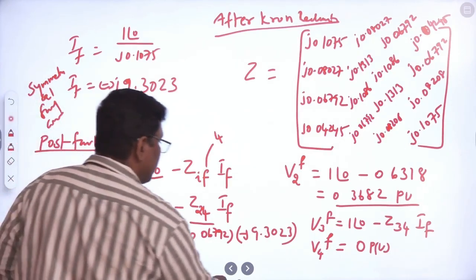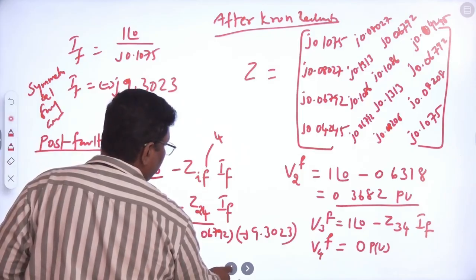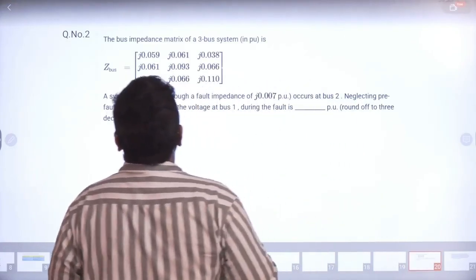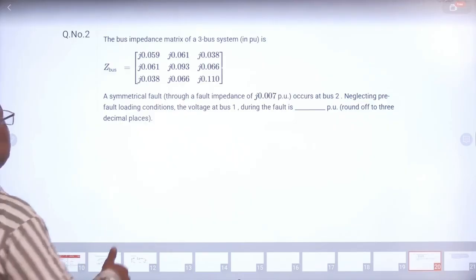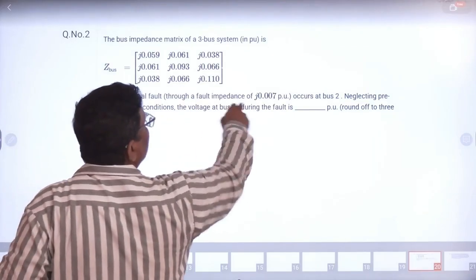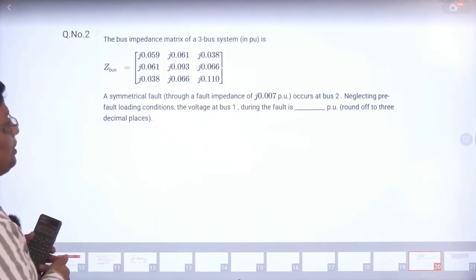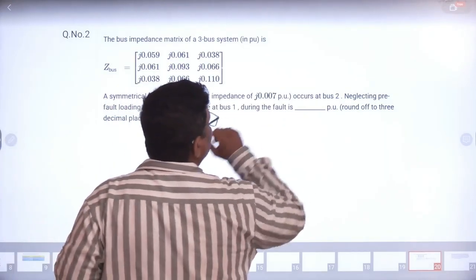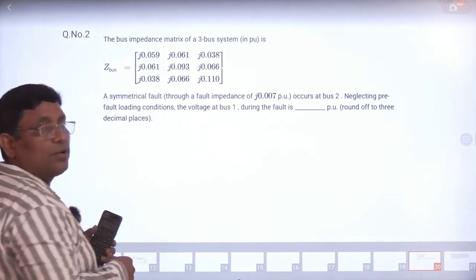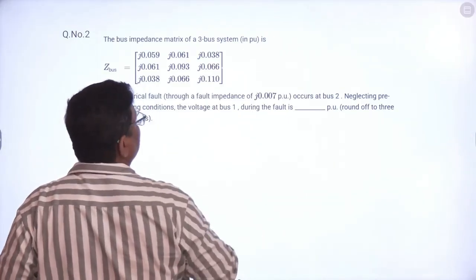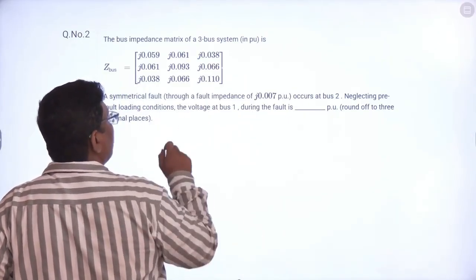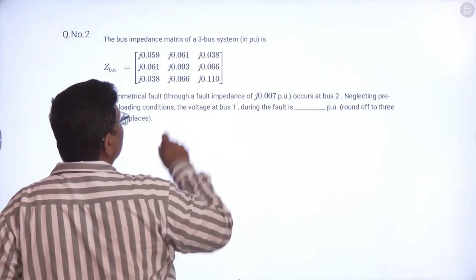Okay, so now I can solve a GATE question. This is a GATE question paper. The bus impedance matrix of a 3-bus system is given, a 3x3 matrix. Here they clearly mentioned the fault impedance value is 0.007 per unit. The fault occurs at bus number 2. Neglect the pre-fault loading conditions. The voltage at bus 1 during the fault, that means the question is the post fault voltage at bus number 1.